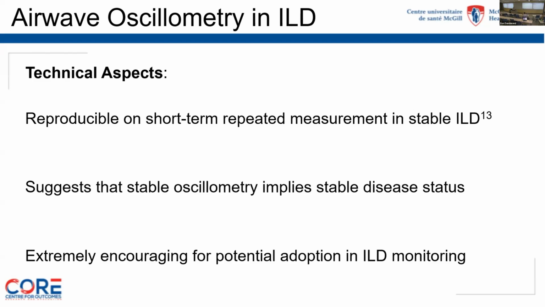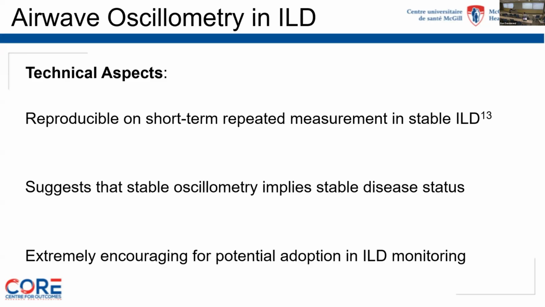From a technical perspective, what we have shown just recently, another group from, I believe, the UK, has shown that repeated measurement of oscillometry in patients with ILD is reproducible on short-term repeats about 2 weeks apart in patients with stable disease. So that would suggest that if you have stable oscillometry values, you can be fairly confident that you have maybe a stable disease status or at least stable FEV1 and FVC. That's encouraging for the eventual adoption of oscillometry as a tool for monitoring ILD.